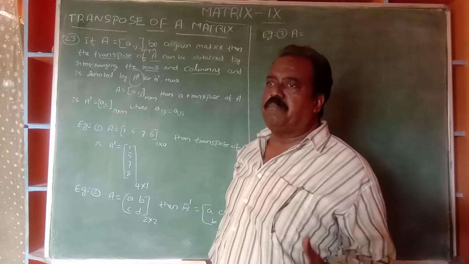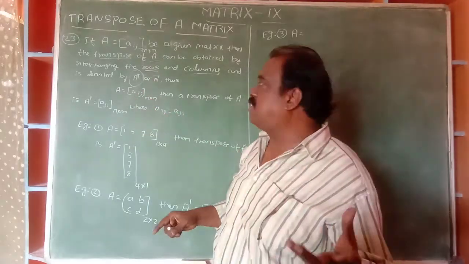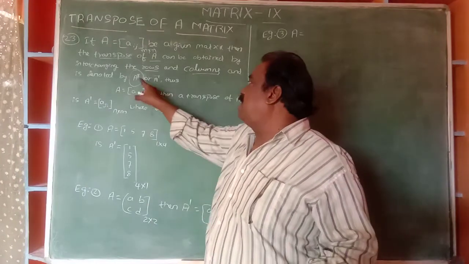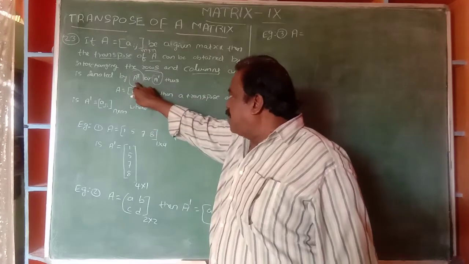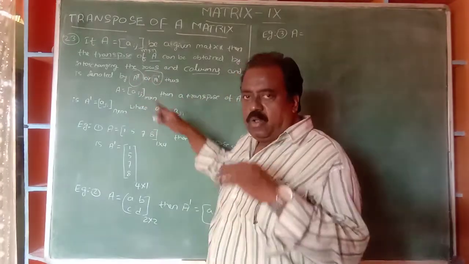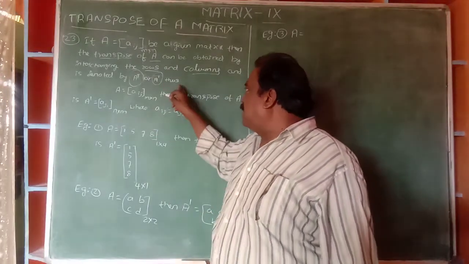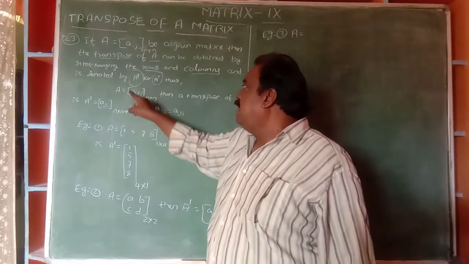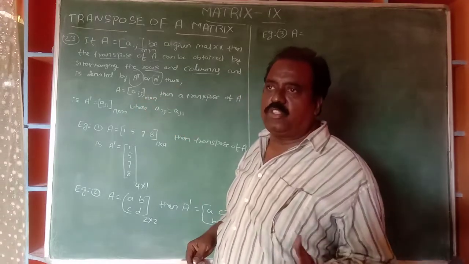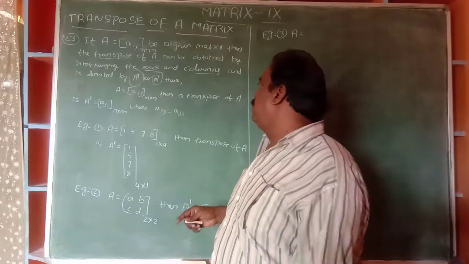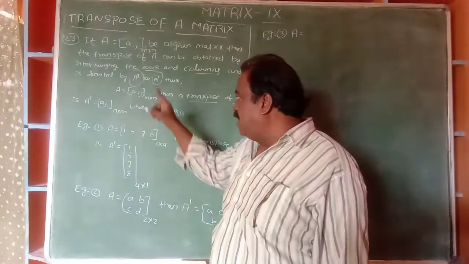Don't say A power T. It is A transpose. We have to pronounce it as A transpose. Here also A dash, A transpose, A dash. We pronounce it like that. Okay, now. Thus, capital A is equal to Aij, M by N. Its order is M by N, means M rows and N columns. Then the transpose of the given matrix capital A is A dash.